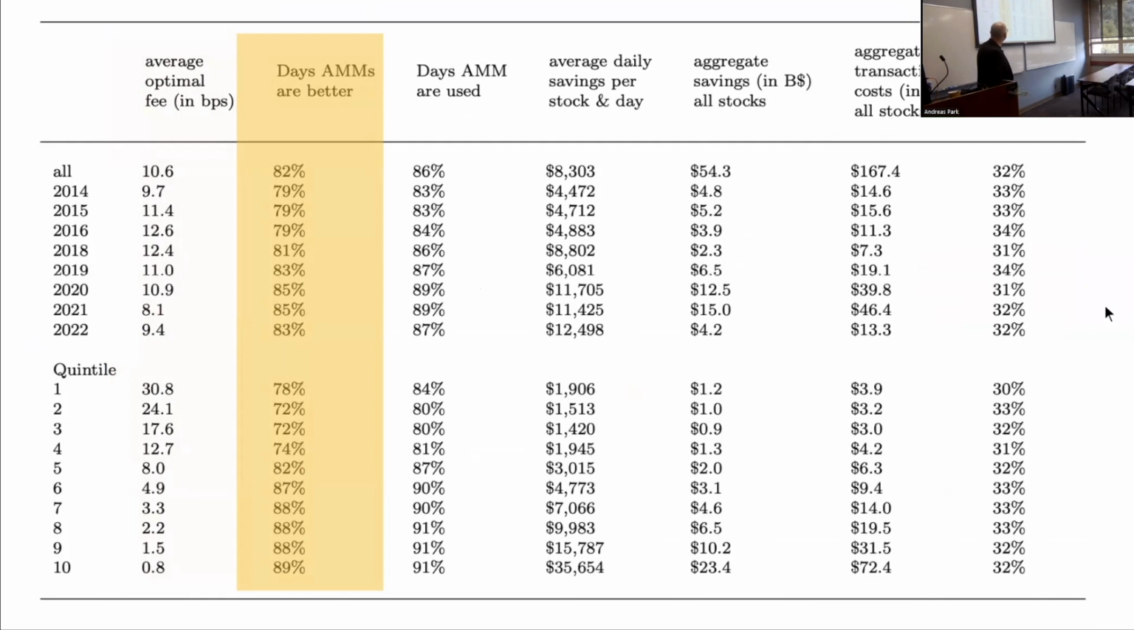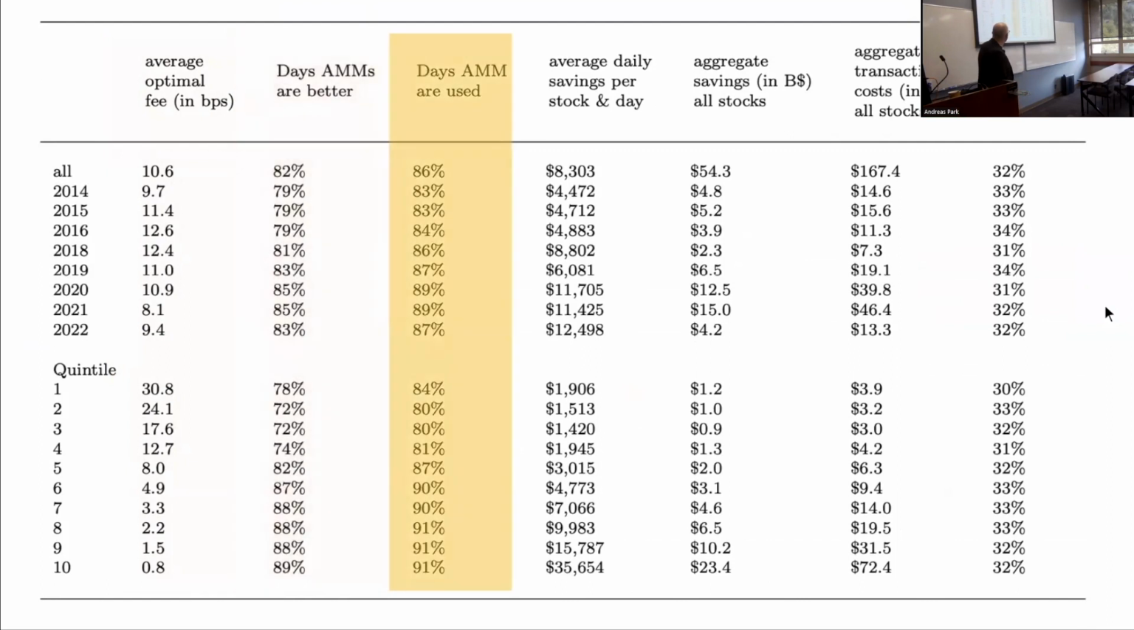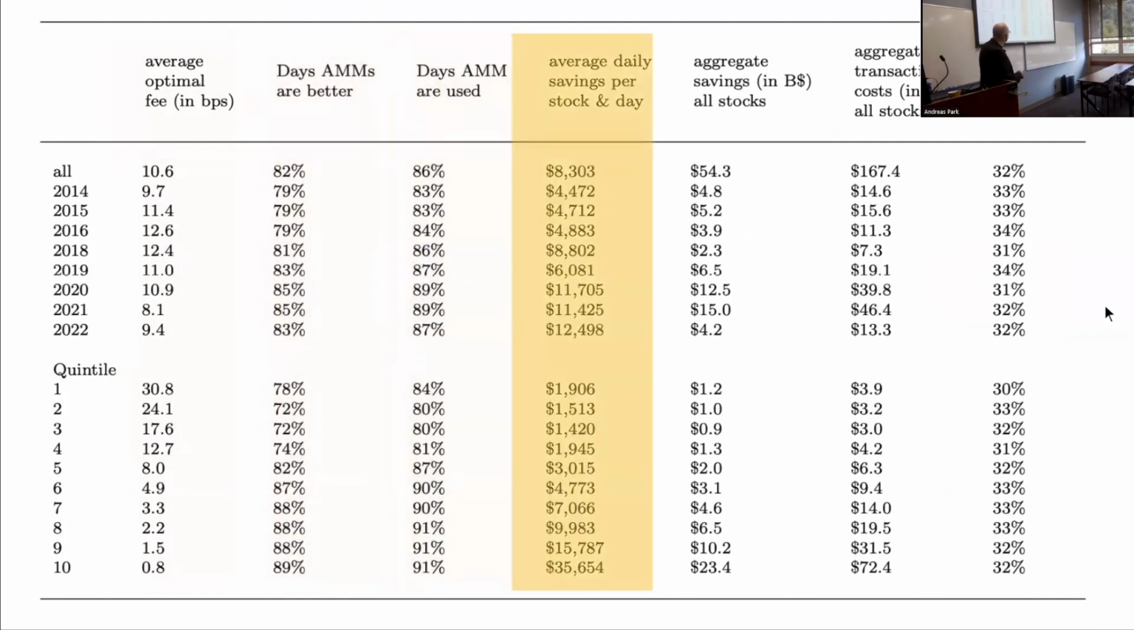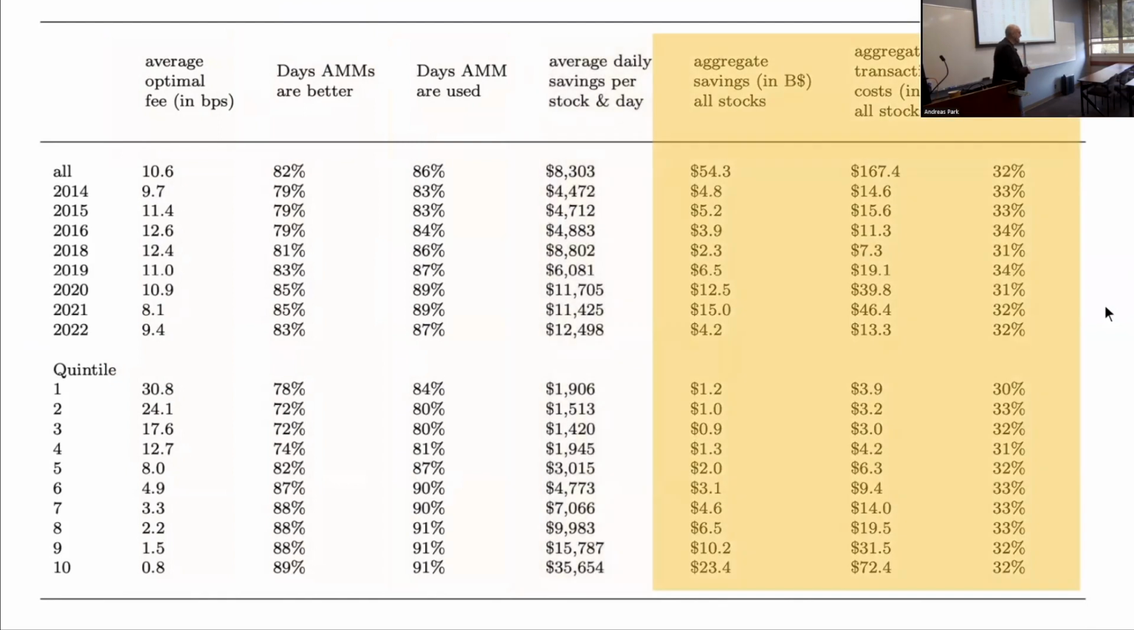So this is when the AMMs actually dominate. I can skip over that. Average savings, you can see, is small for small firms, of course, because there's little trading, and large for large firms. And then if you look at the aggregate savings over the sample horizon, 2021 was a full year of data with very high volume. You would save roughly $15 billion in transaction costs, of a total of $46 billion.